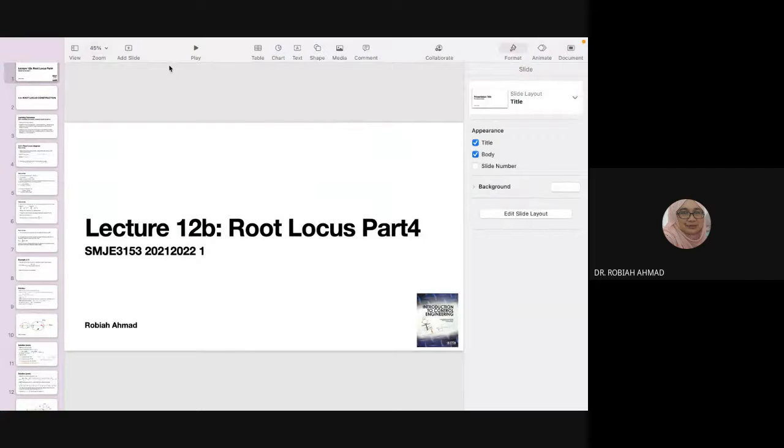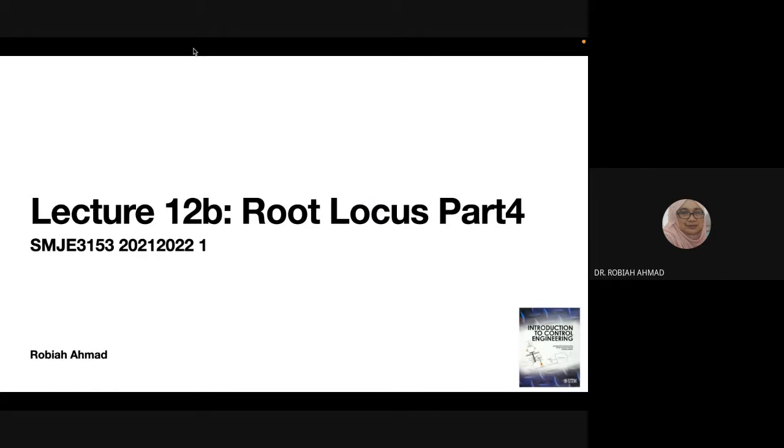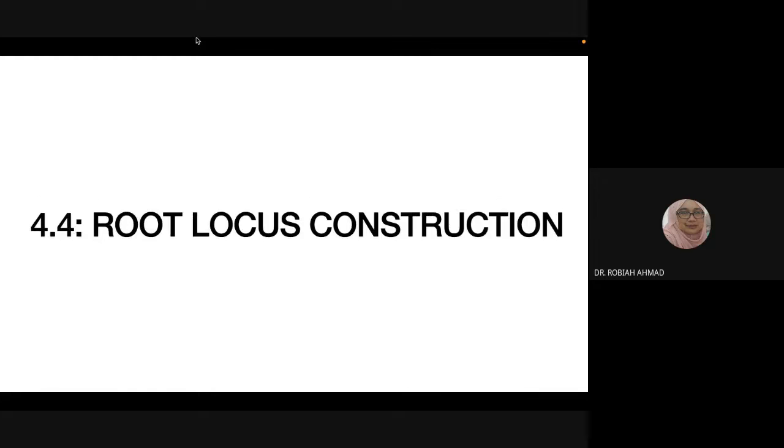Okay, so first, as usual, I would like to recap what we did last lecture. Basically, we finished off with sketching root locus. We looked at all the 9 steps, and based on the last examples, we managed to finish until the last step, step 9. So let us recap the root locus steps and examples from last time.